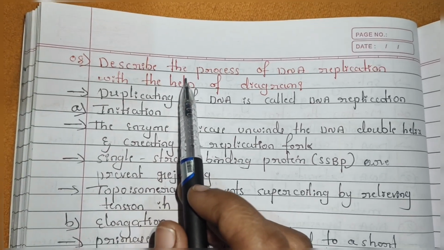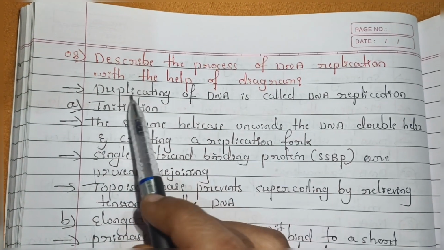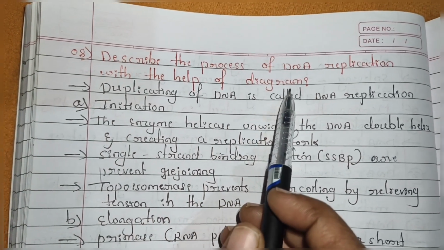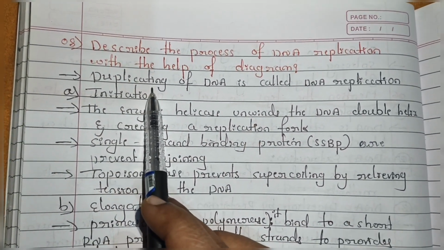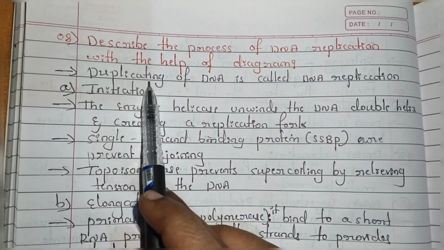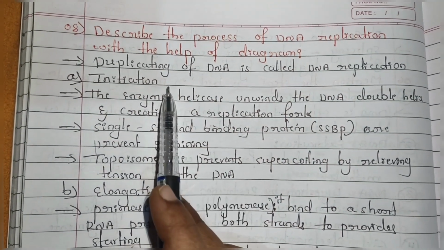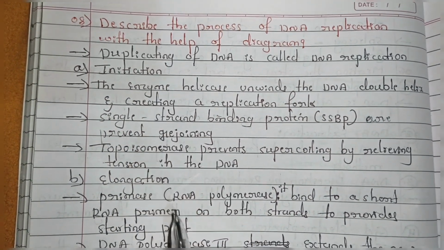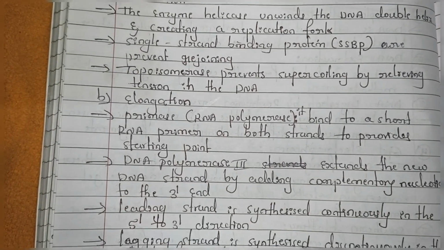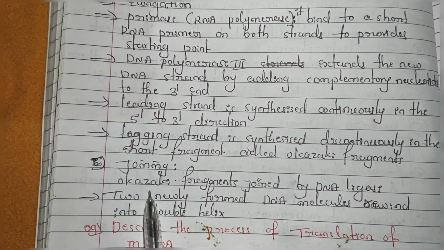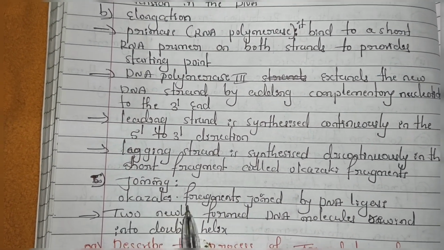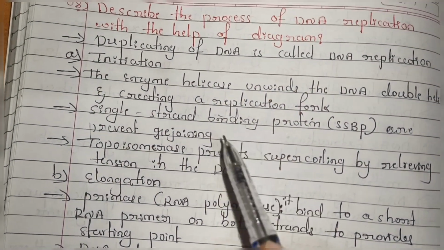Next, eighth question is: describe the process of DNA replication with the help of a diagram. So the first point: DNA replication means duplicating of the DNA. Here three main steps are there: initiation, elongation, and the last one, joining, that is termination.